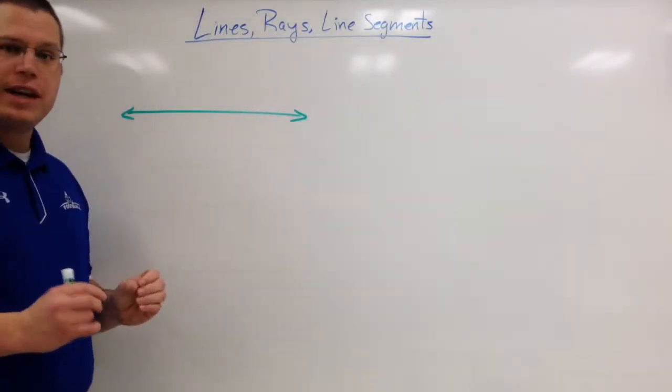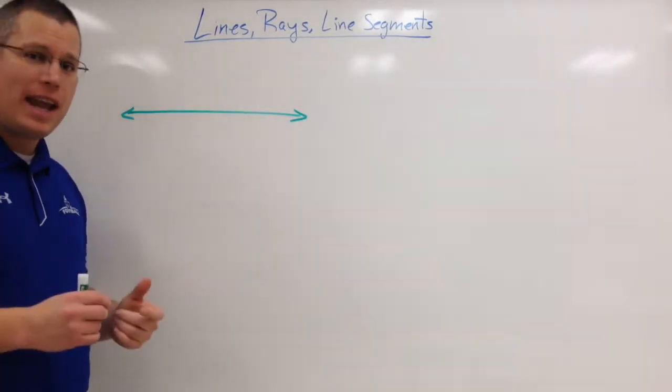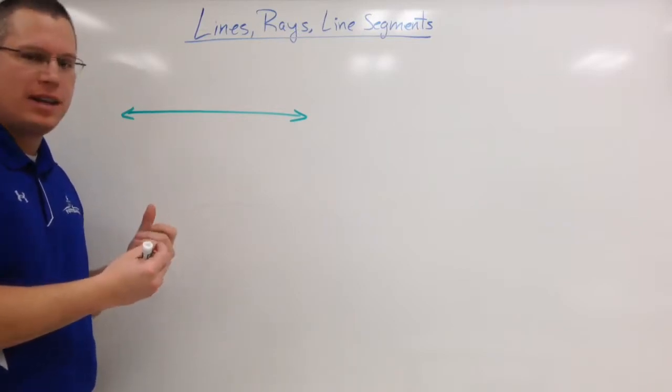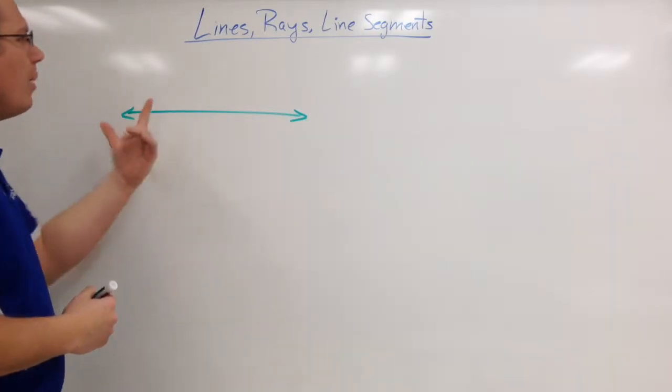In this lesson, we're going to take a look at some definitions of lines, rays, and line segments and how to name them. These lessons are short. There's not much here, but we just have to make sense of how do I look at this, what is it, how do I name it. I'm going to start with a line.